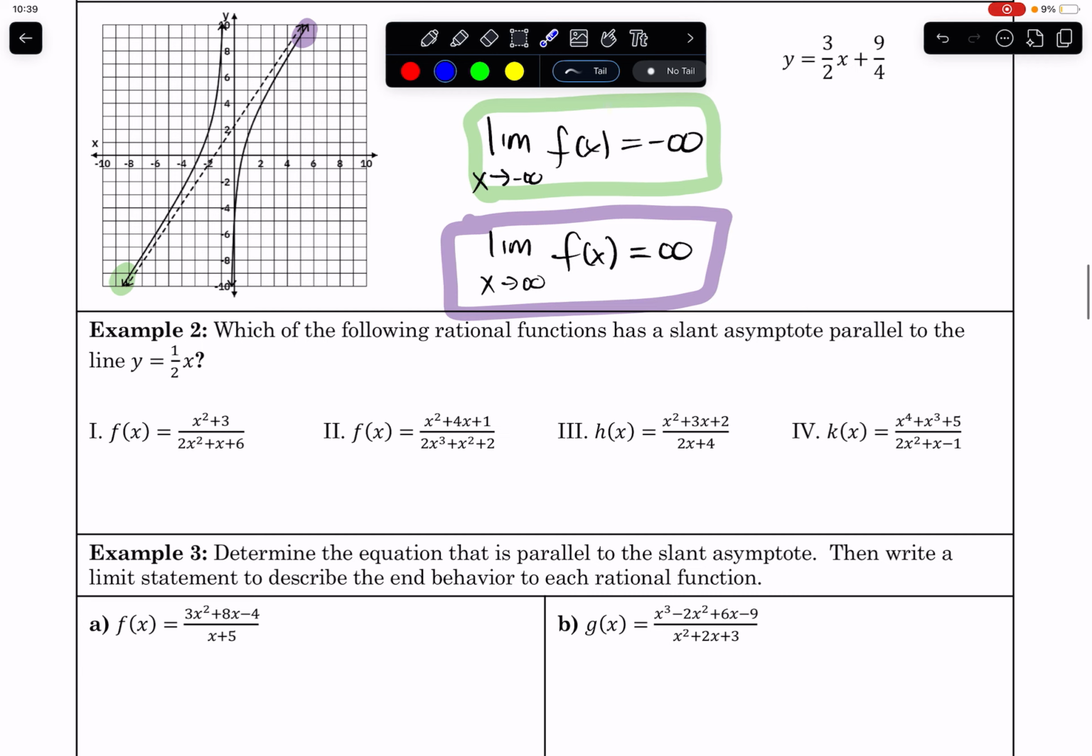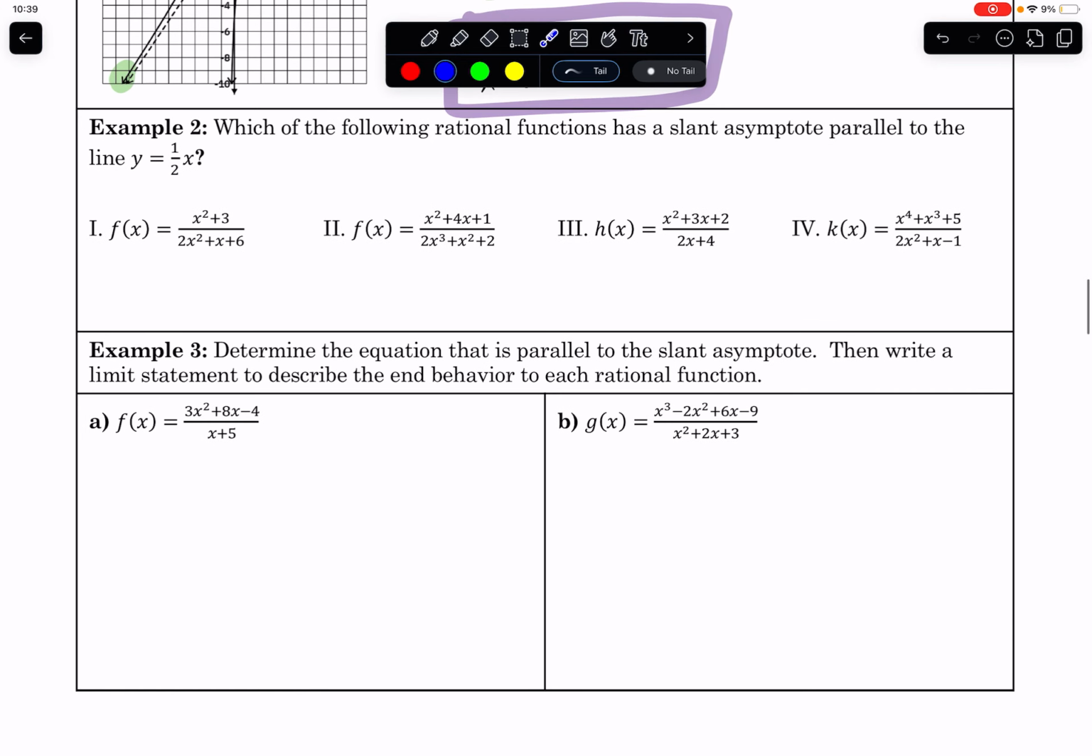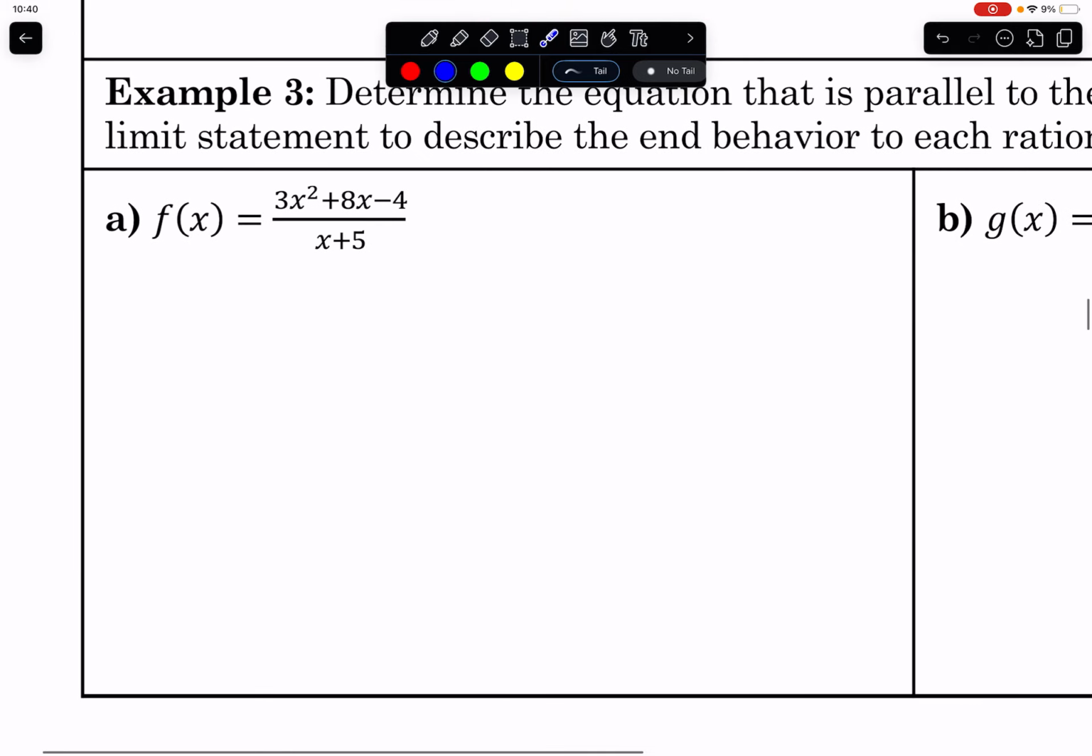Now, before we look at examples of that, let's look at this example. Well, you know what? Let's skip example number 2 right now, and let's go to example number 3. Let's determine the equation that is going to be parallel to the slant asymptote, then write a limit statement to describe the end behavior of each rational function. Now, in order to have a slant asymptote, remember, this number has to be bigger than that by a unit of 1. And obviously, these are set up exactly for that situation. So this number 2 is bigger than that number by a unit of 1.